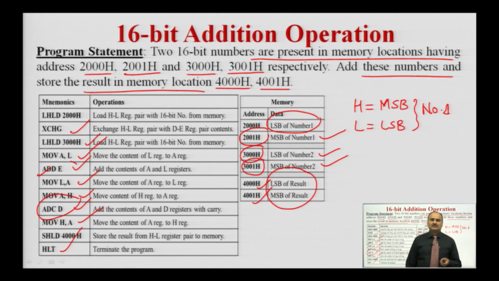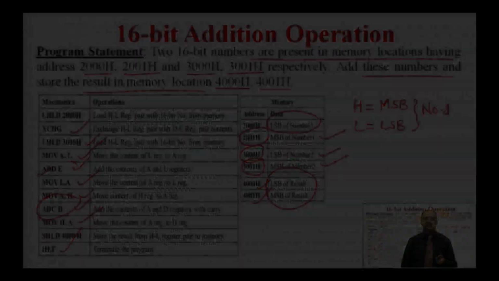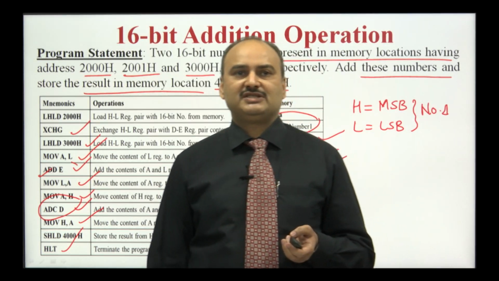So, this way the processor will store the content of H and L register to the consecutive memory locations having addresses 4000 H and 4001 H and finally terminate the program with the help of HLT instruction. So, this is the procedure through which we can perform the 16-bit addition operation. It is required to remember that when we add the MSB of number 1 with the MSB of number 2, we need to add along with the carry which is generated by the previous addition of LSB of number 1 and LSB of number 2. So, this is the program which is used to perform the 16-bit addition operation.